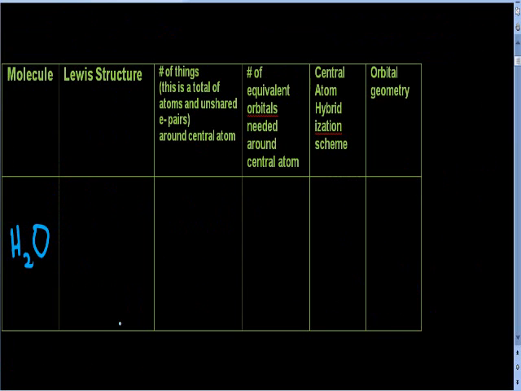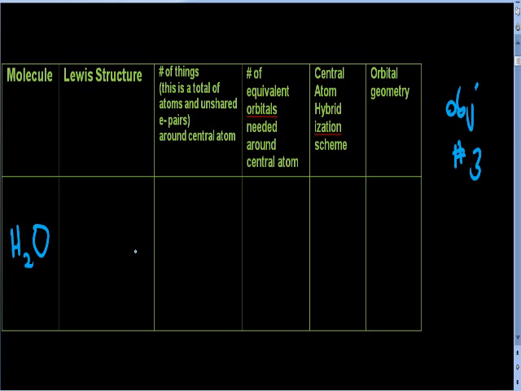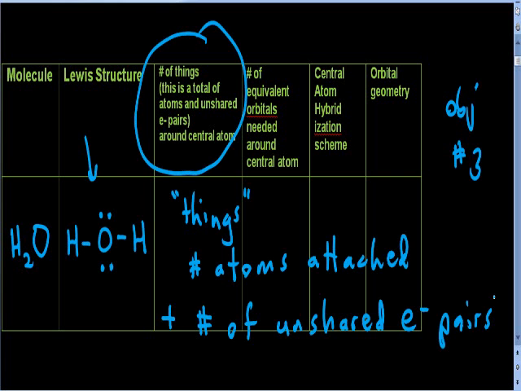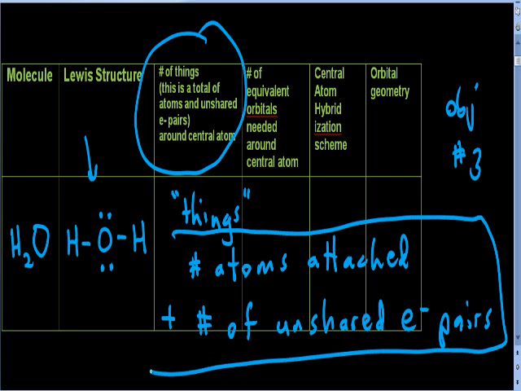Let's do a couple examples of how we can utilize a molecule and Lewis structure to determine the hybrid scheme around the central atom. This is the goal of objective number 3 on our learning objectives for the unit. Once drawing our Lewis structure, the first part of our strategy is to identify how many things are around the central atom. Things around the central atom would be the number of atoms attached to the central atom plus any unshared pairs of electrons. Both atoms and unshared pairs require hybrid orbitals to hold them to the central atom nucleus.